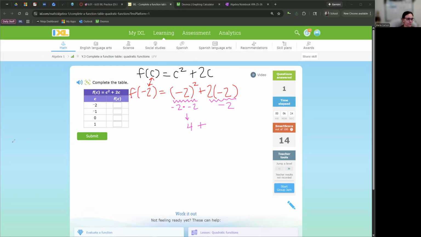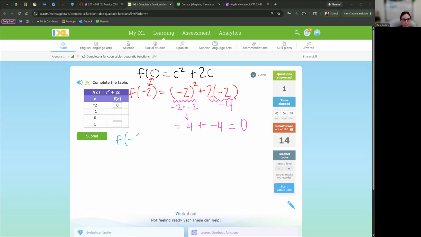So we have +4 plus 2 times -2. 2 times 2 is 4, and then it would be negative, so -4. So 4 plus -4 is what we get when c is -2. And if we add 4 plus -4 or 4 minus 4, which is really the same thing, we get 0. So when c is -2, our function is 0. C squared plus 2c is 0. Let's look at -1.